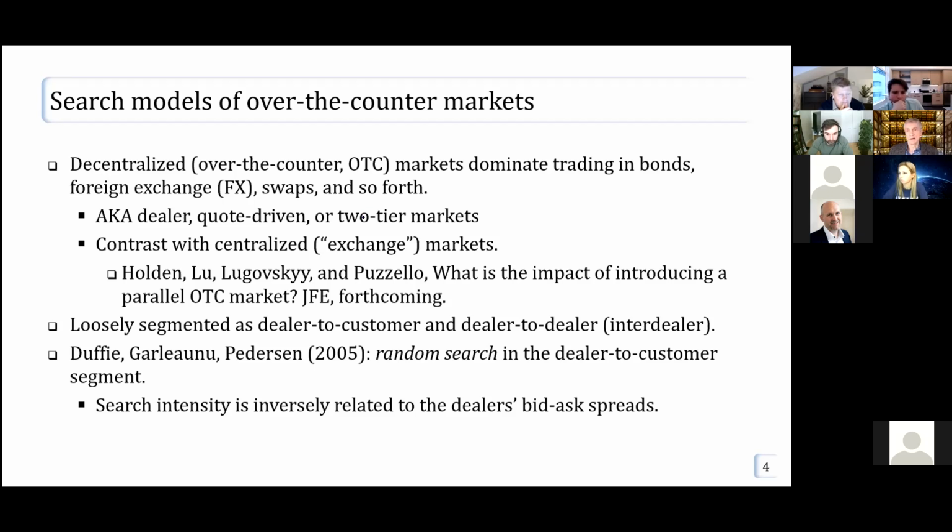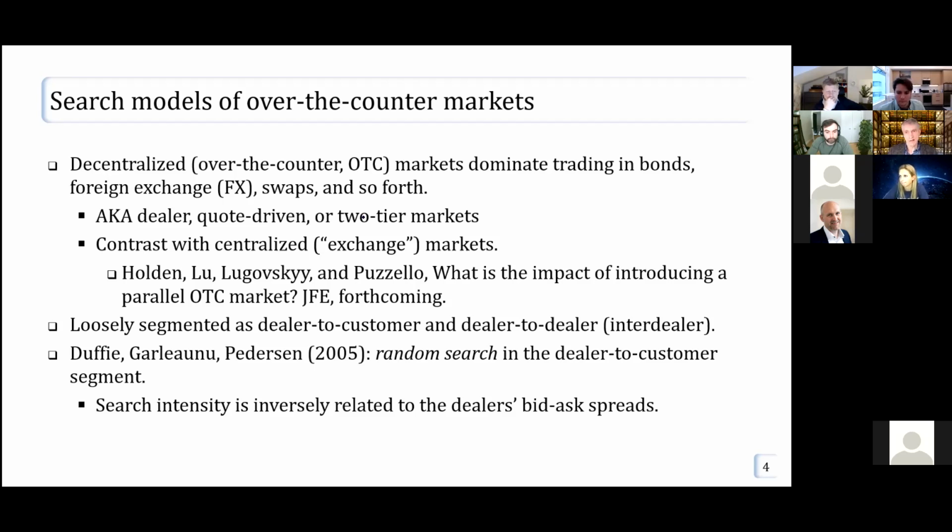Now, most generalizations we can make about these two kinds of markets, the closer you look, they're not correct. And this is even true of this generalization. It's not an either-or kind of thing. An interesting recent paper by Craig Holden and co-authors looks at, in the Chinese interbank market, a parallel centralized and decentralized market.